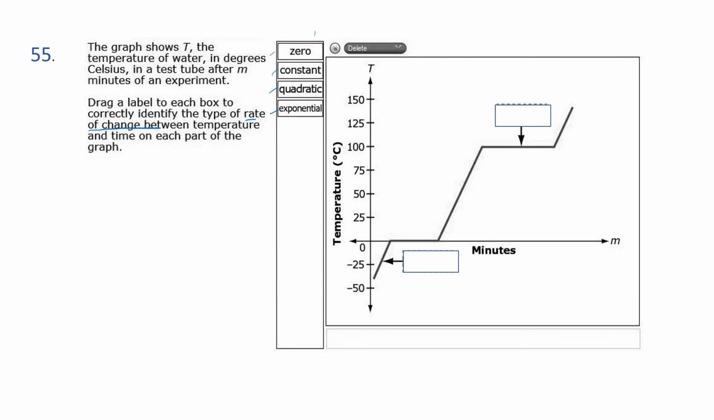So first down here we have a line here. So line is linear function. So a linear function has a constant rate of change. And of course on a computer you would just drag it. So use constant.